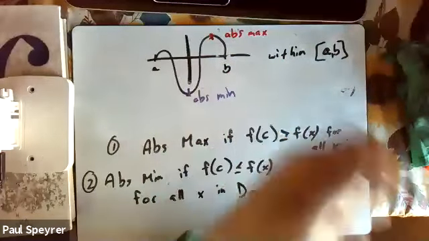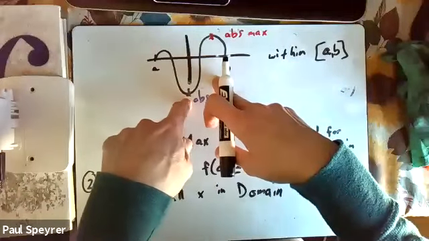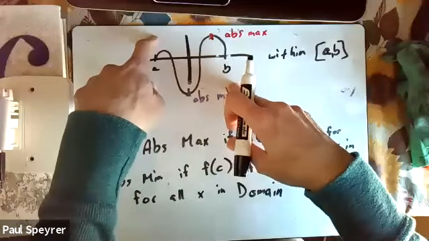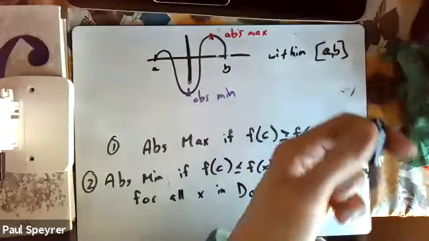So that's what they mean by absolute max or min. And it doesn't always have to necessarily be some point in between A and B. A could be the absolute max or absolute min, right? Like if this line was up here, it just depends on what the curve was and how they drew it.